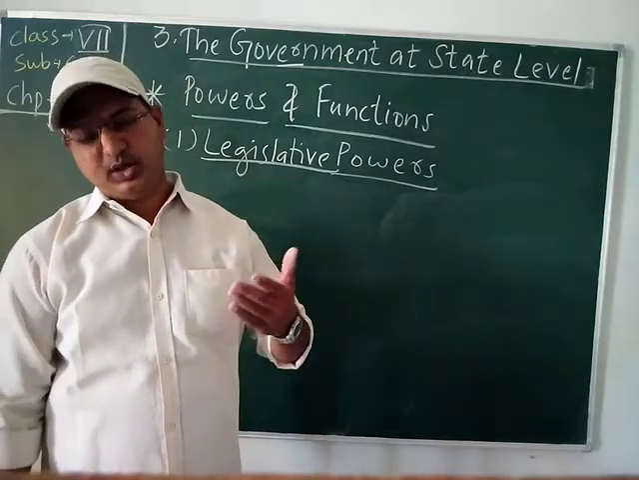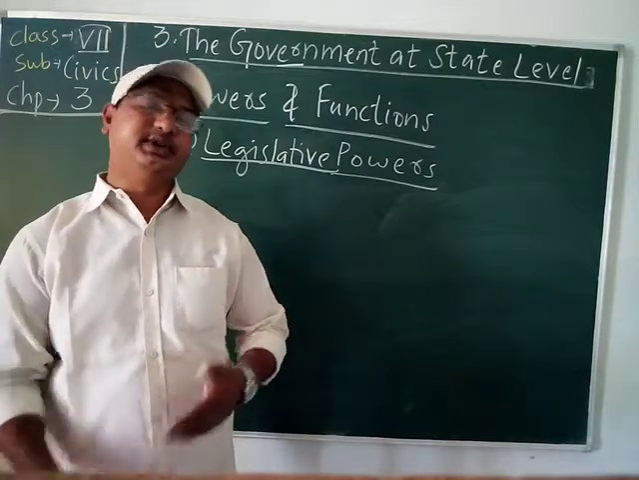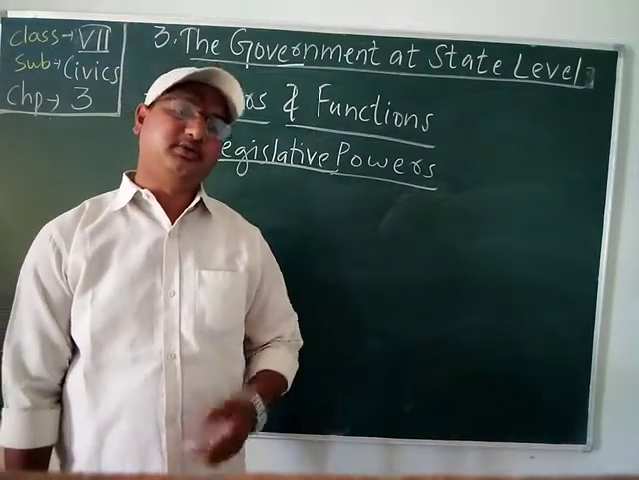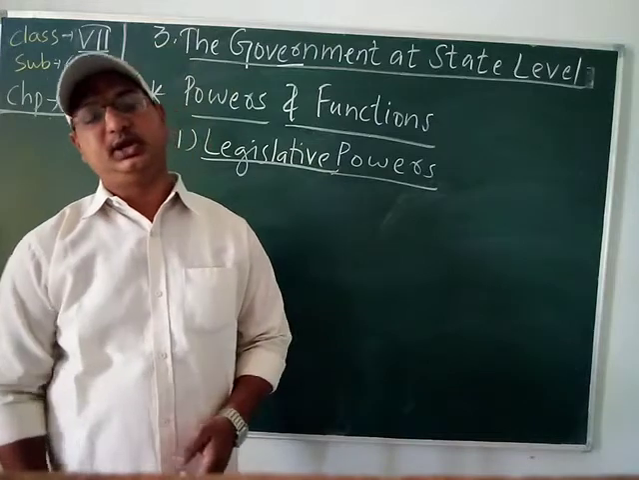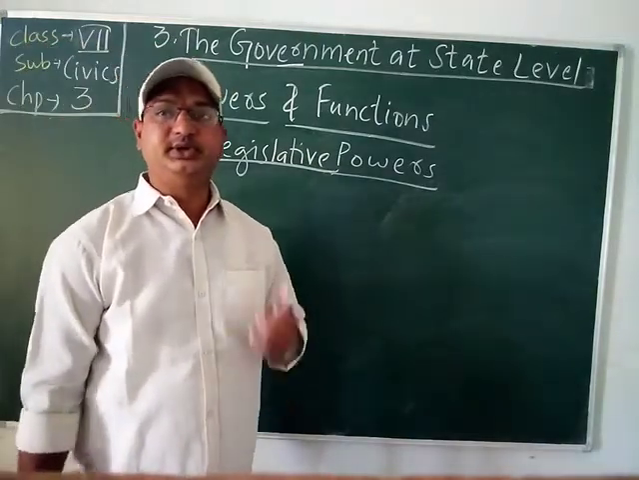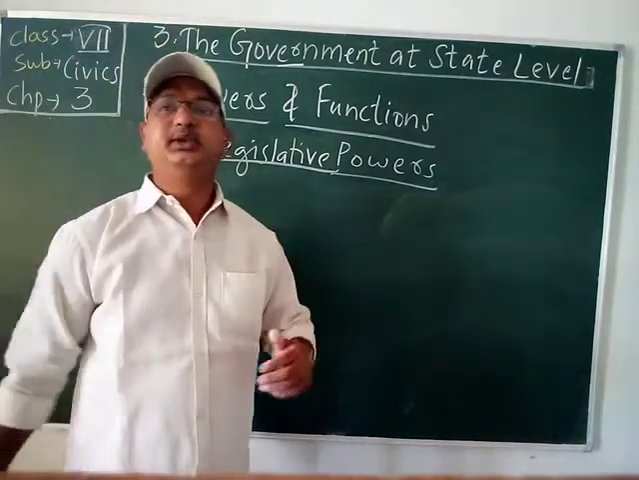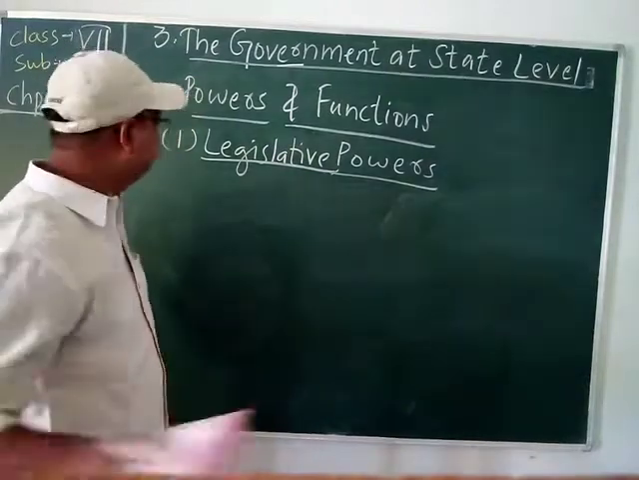The budget, students, is usually made for the expenditure, income, the sources of income, and how the money will be spent in a particular year. That is financial, we can say. The next one is the judicial power.